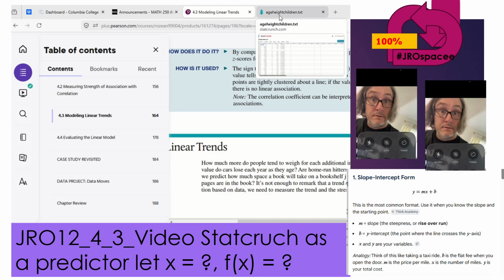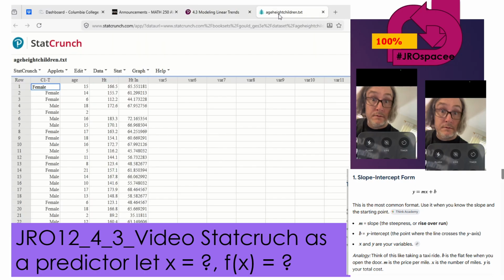And I went into the data sets that are available to you as well if you want to practice and work with these. But it was about the age and the height of children.